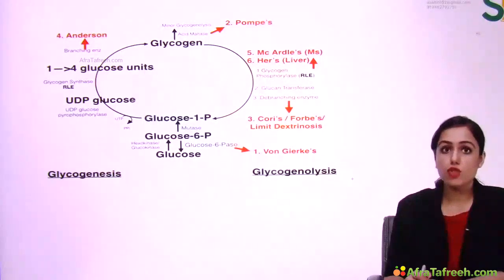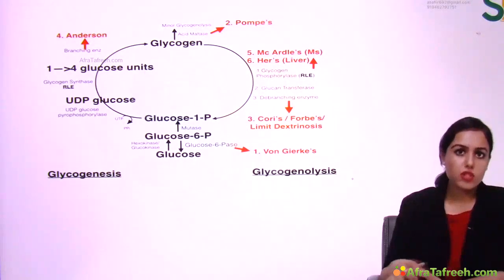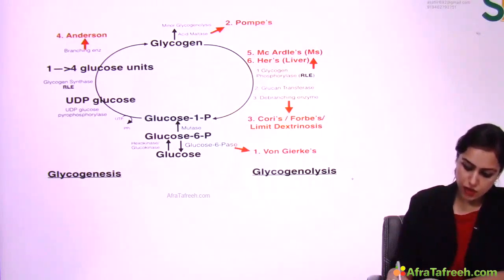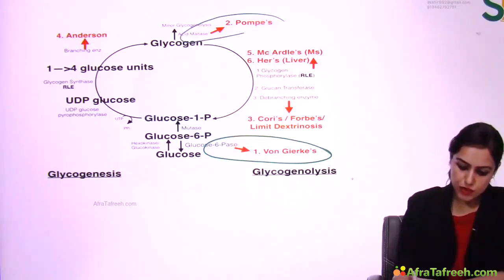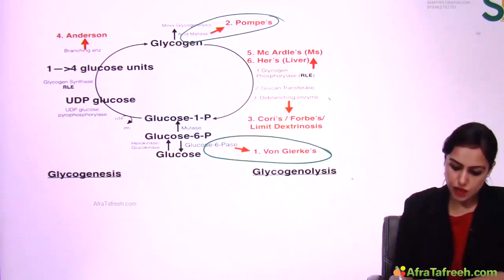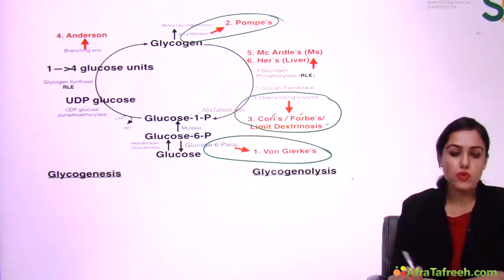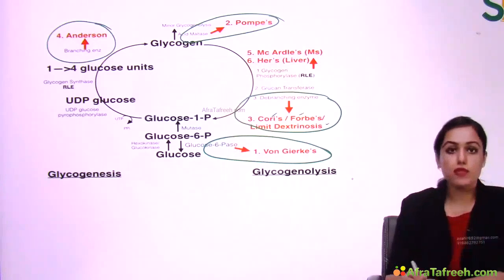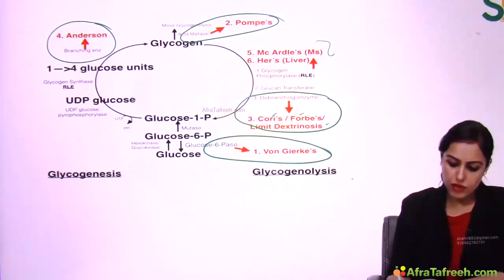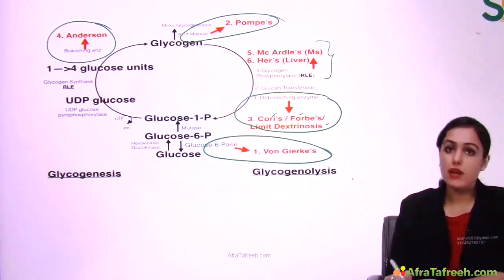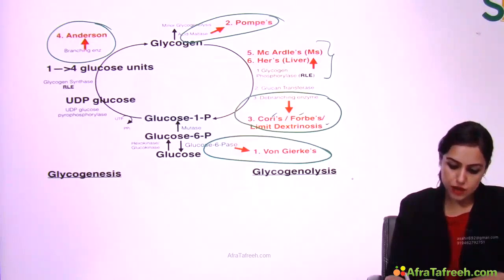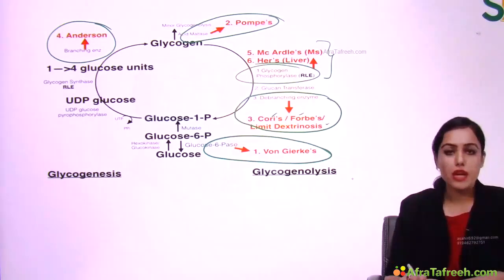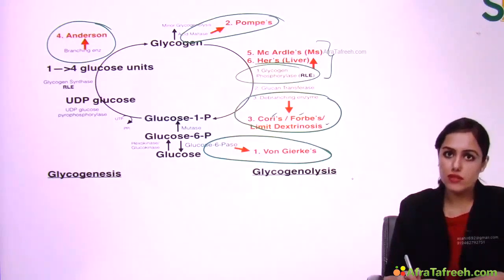Okay, now coming to glycogen storage diseases. Just on this chart I have written diseases, just see them once. Type 1 is von Gierke's, deficiency of glucose 6-phosphatase. Type 2 is Pompe's, deficiency of acid maltase. Type 3 is debranching enzyme deficiency, known as Cori's disease or Forbes disease or limit dextrinosis. Then type 4 is Andersen disease, deficiency of branching enzyme. And type 5 and 6, McArdle's and Hers. Type 5 is only in muscle, type 6 is only in liver, and this is deficiency of the enzyme glycogen phosphorylase, which is the rate limiting enzyme of glycogenolysis, right?